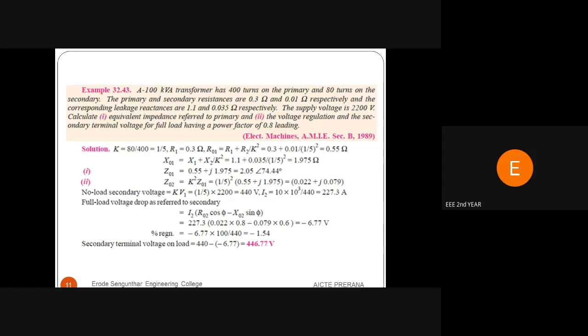The secondary terminal voltage equal to the induced EMF voltage 440 volts, 440 minus of minus 6.77 volt drop. We can get 446.77 volts. For leading, the voltage will be increasing. For lagging, the voltage will be reducing. So in the previous formula, the voltage available in this data is reduced voltage. But in the leading case, it is increasing. Voltage is increasing.